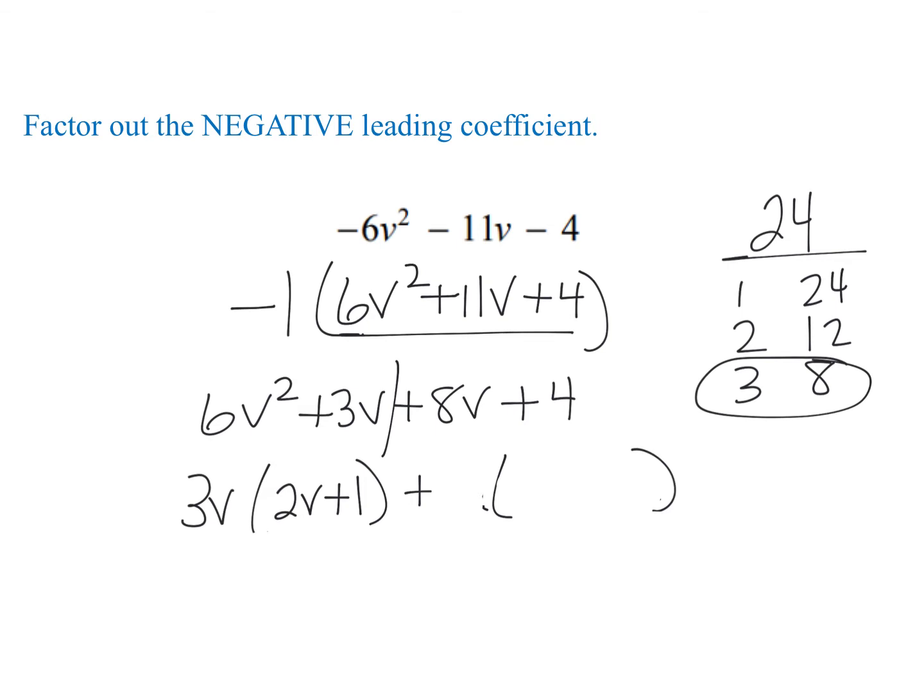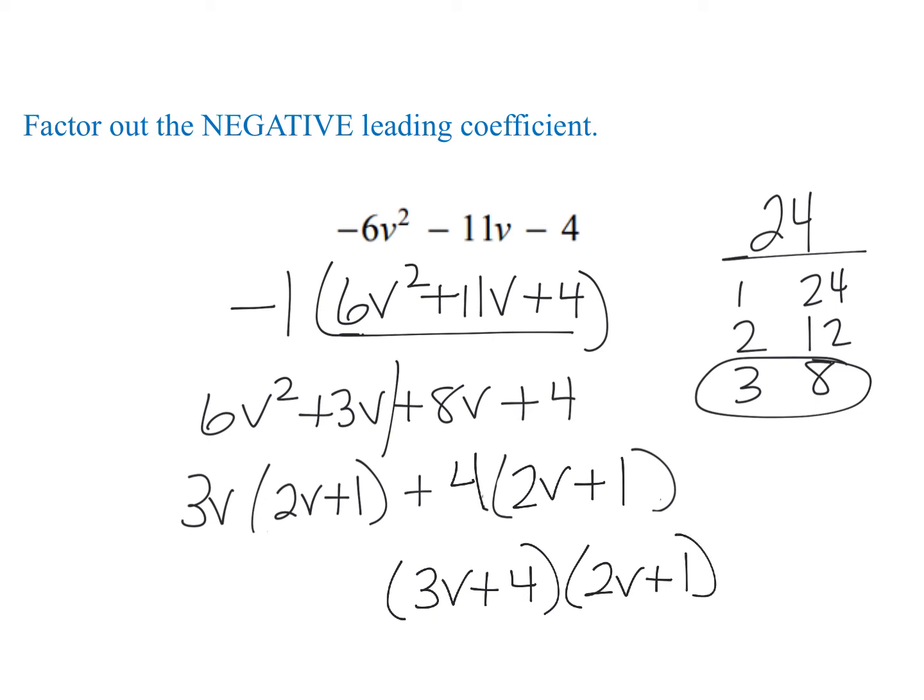And I can pull out a 4, actually. And then I get a 2v plus 1, and oh, good. Those two are the same. So now I'll put the 3v plus 4, and I'll put the 2v plus 1, but I'm not done. Because remember, I said we have to remember that negative sign way over here. And then I'm just going to put it right here, and I'm done now.